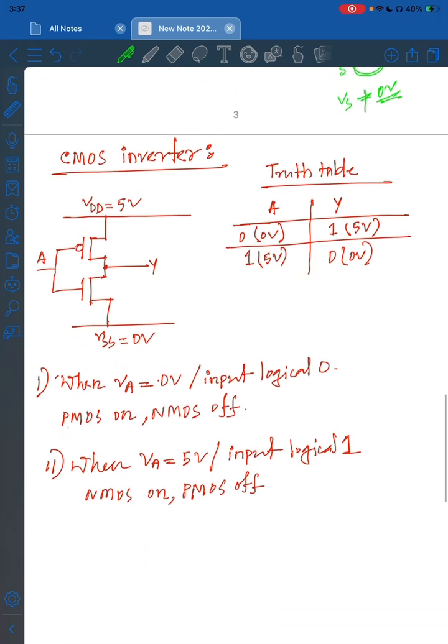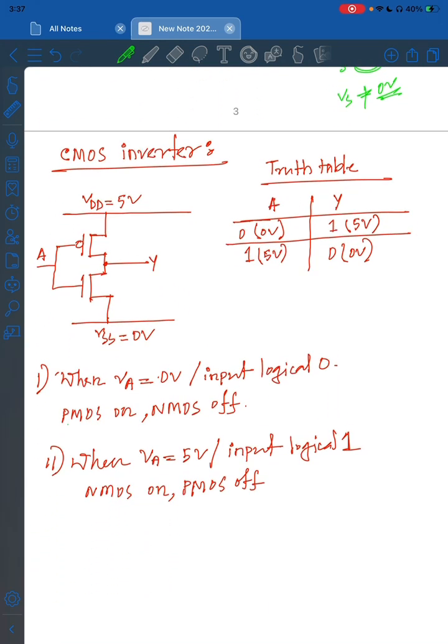In the CMOS structure, CMOS is complementary MOSFET. So we use a PMOS and an NMOS. And the simplest structure is the CMOS inverter. In a CMOS inverter, we assume the output has a capacitor CY.